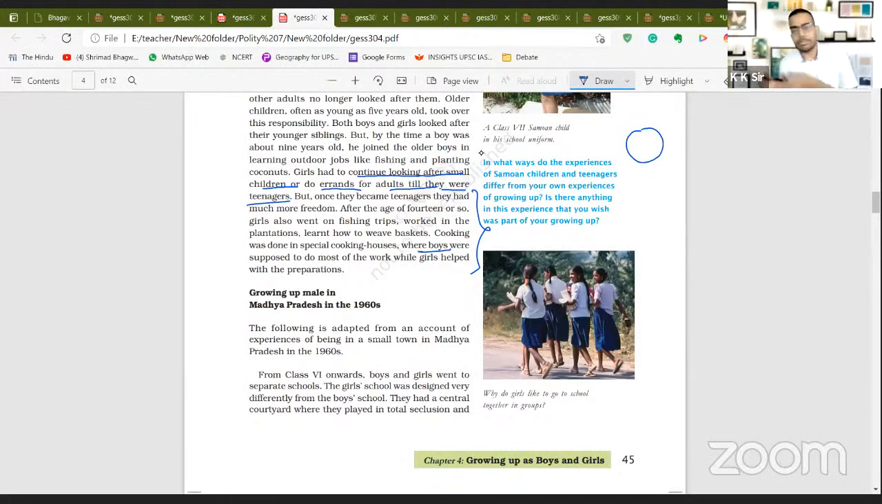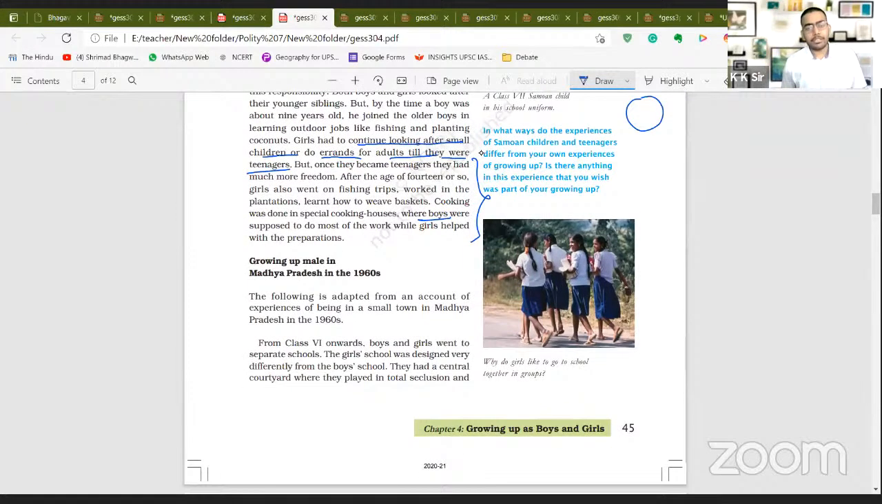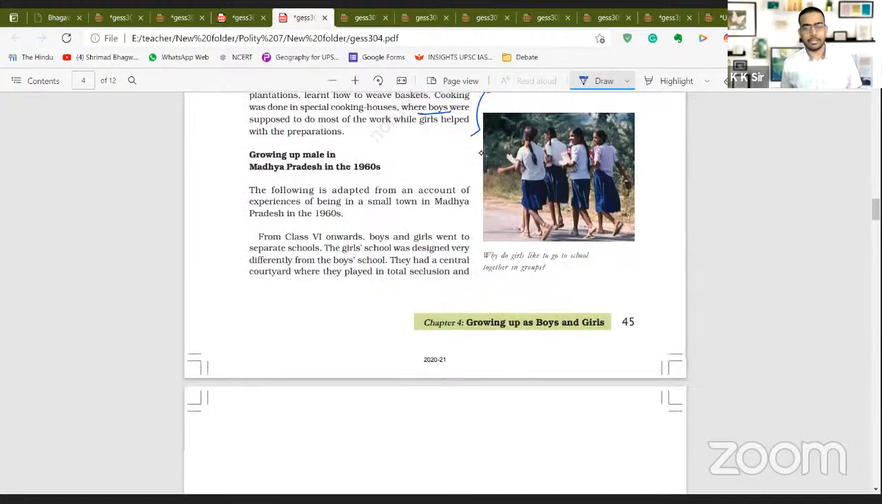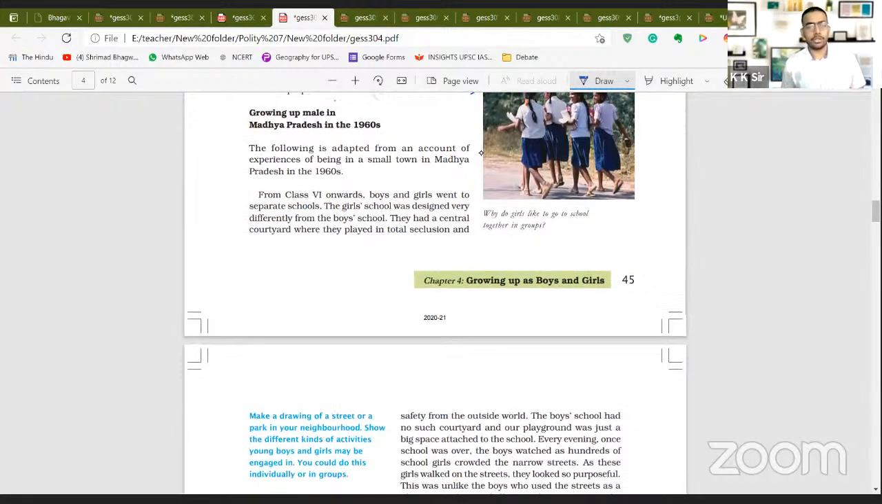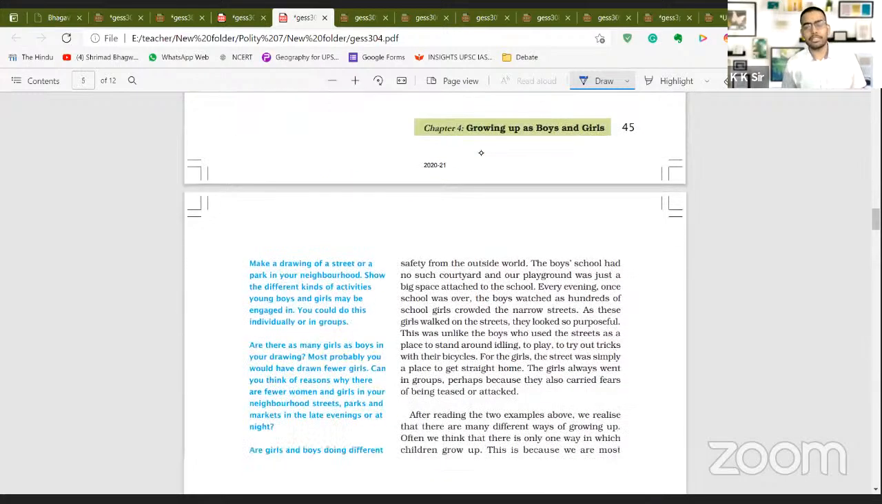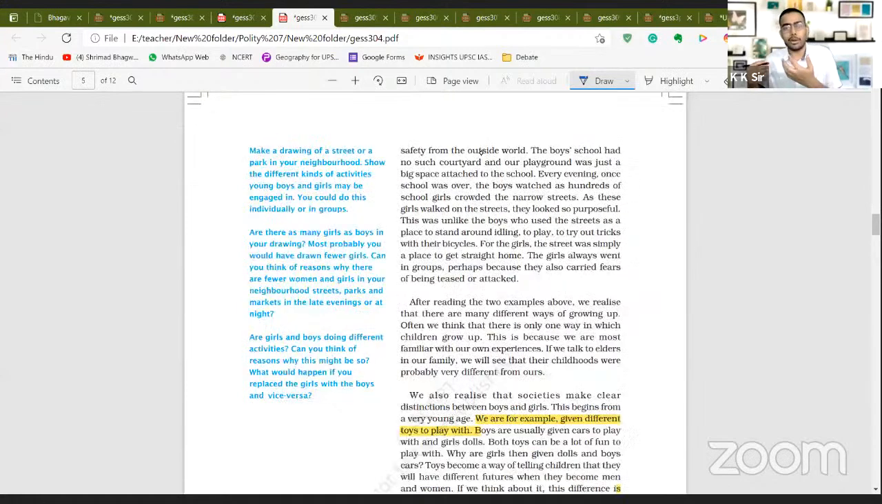Quite contradictory to what we perceive. हमारे यहाँ तो खाना बनाना मम्मी का काम है. Cooking food is women's job. But there, in the cooking house, boys will be cooking, girls will be helping. There is also a story. You can compare this with India, MP. You will see that girls are not allowed to go on the street. Boys are.